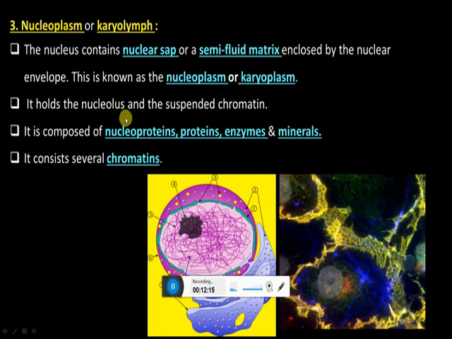It holds the nucleolus and the suspended chromosome or chromatin. It is composed of nucleoproteins, proteins, enzymes and minerals in the nucleoplasm. It consists of chromatin. You can see the network of threads, it is called the chromatin. This is the nucleolus, and this part where they are floating is the nucleoplasm or karyoplasm.